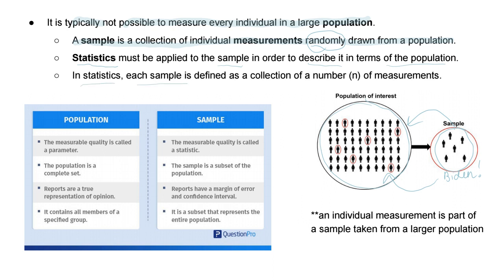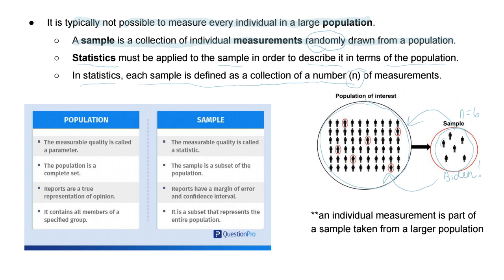In statistics, each sample is defined as a collection of a number, which is n, of measurements. So this sample is going to have 1, 2, 3, 4, 5, 6 different measurements because the sample size is 6. So in this case, our n equals 6.